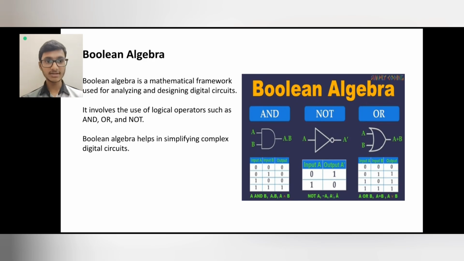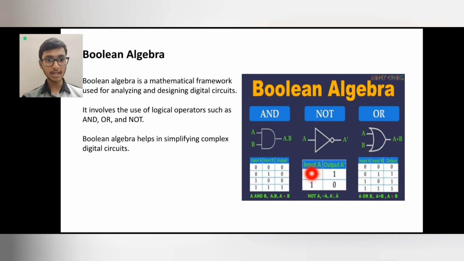So, we have discussed logic gates before. This is how the truth table looks for AND gate, NOT gate, and OR gate. When either of the input is 0, the output will be 0 in case of AND gate. Only when both the inputs are 1, the output will be 1. In case of OR gate, only when both the inputs are 0, it will be 0. When either of the input is 1, the output will be 1.